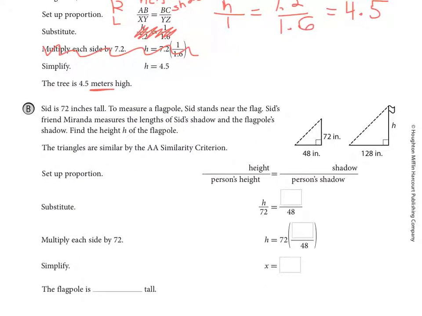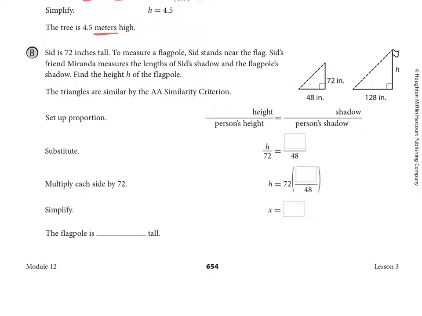Part B, we are again going back to our example of a flagpole that we had in our Explorer. And it looks like we are measuring our height in inches. So Sid is 72 inches tall, it says here. To measure a flagpole, he stands near it, and his friend Miranda measures the lengths of the shadow of Sid and of the flagpole, and what we need to figure out is the height of the flagpole. We know that triangles are similar by angle-angle similarity because of that idea that the angles of the sun's rays are always going to be congruent to each other.